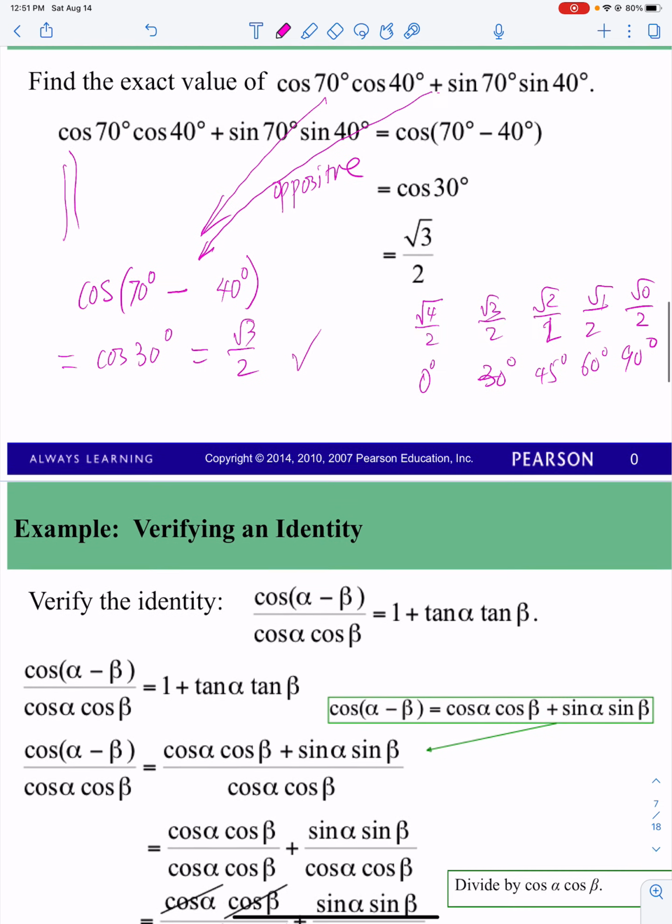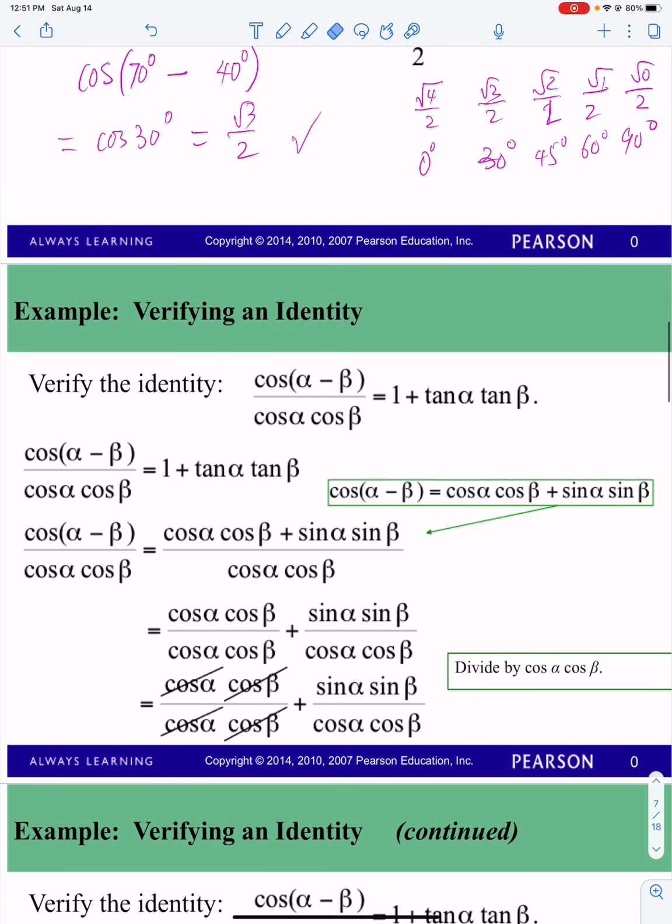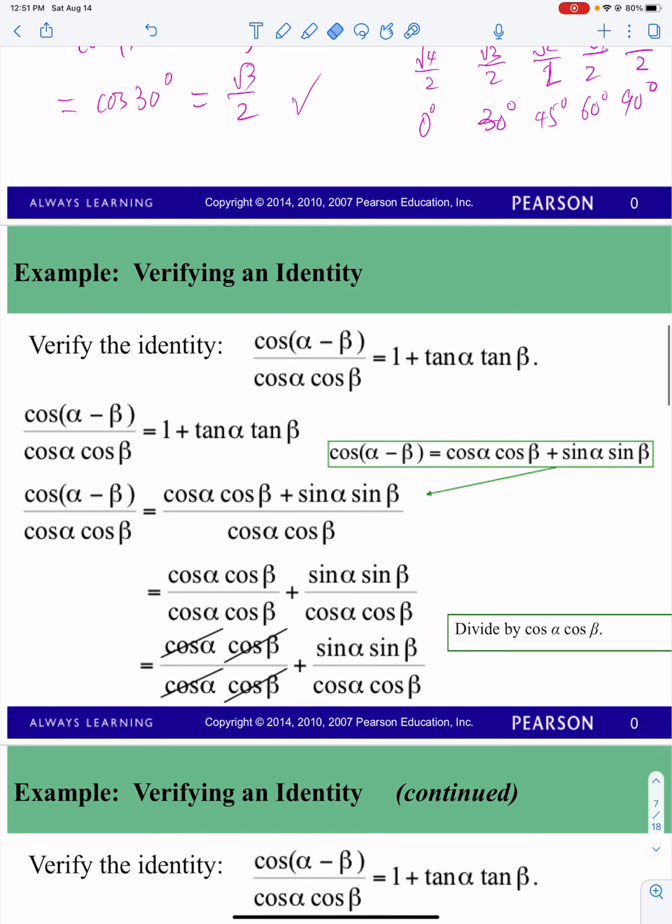Okay, so this is one question. And then you can also use the formulas to verify identities. Cosine alpha minus beta equals cosine alpha cosine beta plus sine alpha sine beta. Then you can separate and get the answer very easily. So the identity is verified from the formula.